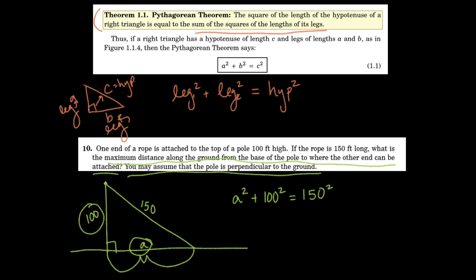So now we have to solve this problem. Okay, so we're going to expand this. A squared plus 100 squared, well, that's 100 times 100, so you just add the zeros, so that ends up being 10,000 equals. I wanted to use this opportunity to show you guys this really cool program.